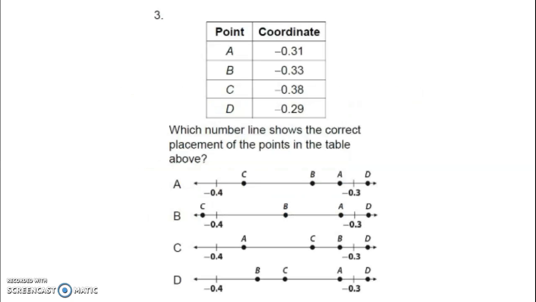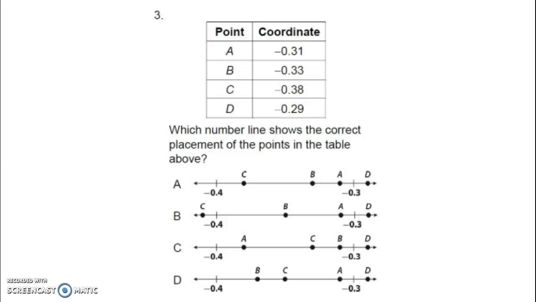Number 3. Point A has a coordinate of negative 31 hundredths. Point B has a coordinate of negative 33 hundredths. Point C has a coordinate of negative 38 hundredths. D has a coordinate of negative 29 hundredths. Which number line shows the correct placement of the points in the table above?